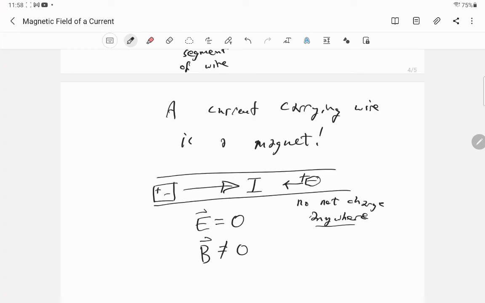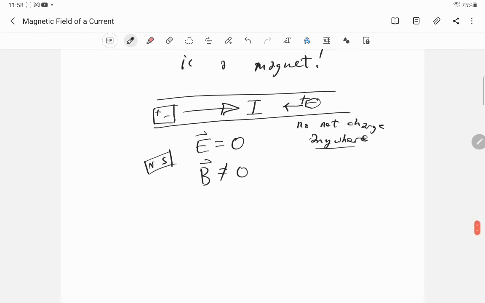So the magnetic field surrounding the wire is not going to be 0, because compasses or magnets are going to feel a force and a twist. They're going to feel a torque and a force. So a magnet near a current carrying wire is going to accelerate, and that's pretty cool. So a current carrying wire is a magnet.